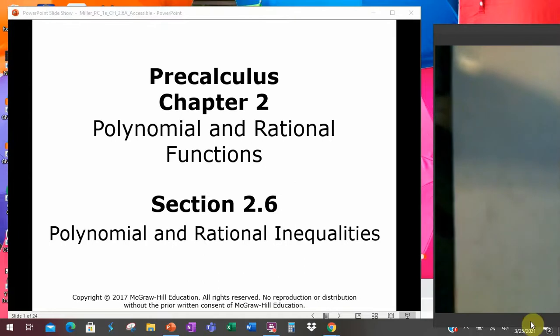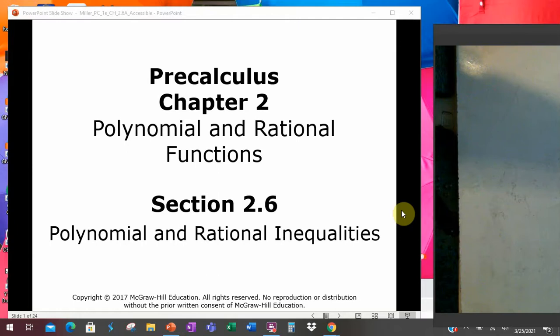Okay, so we're going to go over section 2.6, polynomial and rational inequalities. A lot of this stuff we already know. We worked on them with graphing polynomials and rational functions. But we're just going to do this inequality part and figure out how to do our solutions.